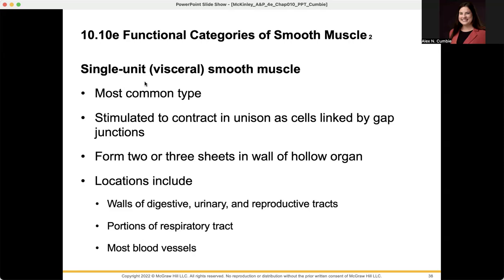The last type is single unit or visceral smooth muscle. If you remember, visceral means internal organs. This is the most common type. We find it on most of our blood vessels and most of our internal organs: digestive, urinary, and reproductive. Even though we have the cells together in their own unit, they contract in unison because of gap junctions present within these cells. So single unit, always think of this as referring to internal organs as well as blood vessels.